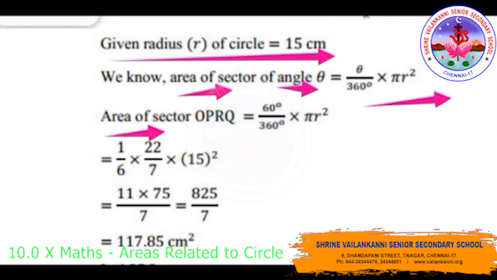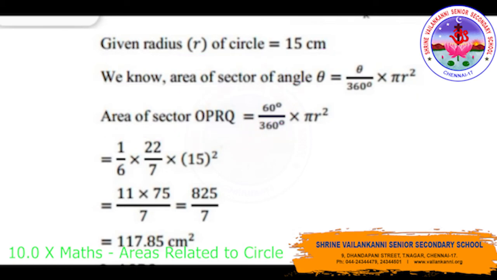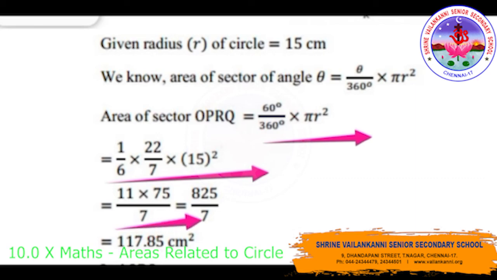Therefore, area of a sector OPRQ is equal to 60 by 360 into pi into r squared, where our radius is 15 cm. So, I will be writing theta by 360 into pi into 15 into 15. Further simplifying, I will be getting 1 by 6 into 22 by 7 into 15 into 15, which is equal to 11 into 75 divided by 7, which is equal to 825 divided by 7. So we get 117.85 centimeter square, which will be the area of the sector OPRQ.